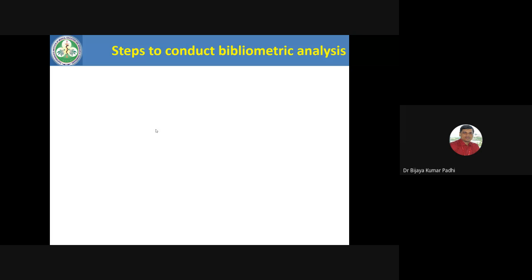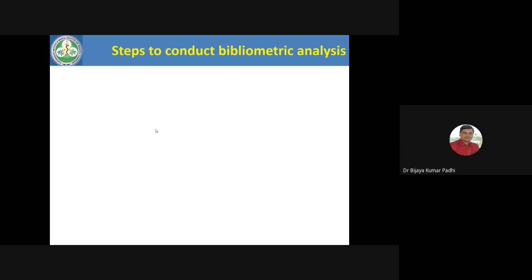Then the different steps to conduct a bibliometric analysis. So what is the first step? As we discussed in our manuscript writing workshop, what is the first step for doing a bibliometric analysis? Just guess. To search for the articles? Okay, to have a valid research question. Yes, to have a valid research question.